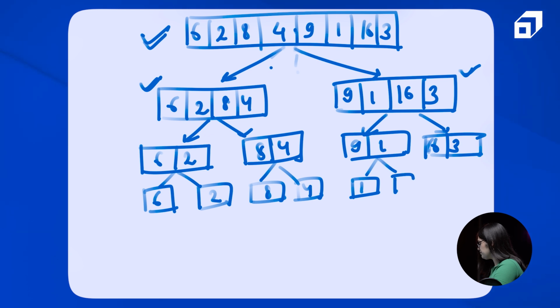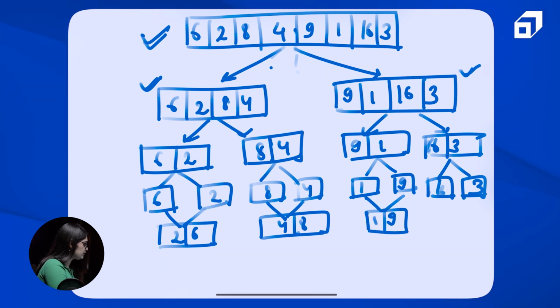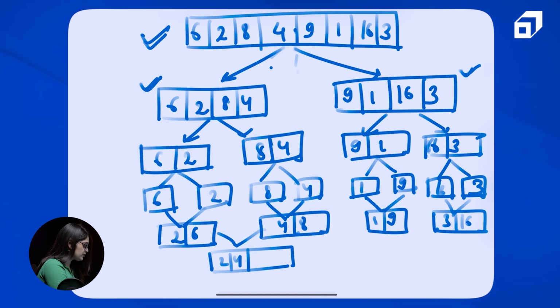And we'll merge them in a manner where, for each of these sub-arrays that we merge together, the result will be sorted. So let's just quickly partition them. Now I'll start merging. So now I have 2 and 6. If I'm merging them in sorted order, I will have 2 and then 6. For this one, I will have 4 and then 8. This one, I will have 1 and then 9. This one, I will have 3 and then 16. Now I'll merge these two together. I will have 2, 4, 6, 8.